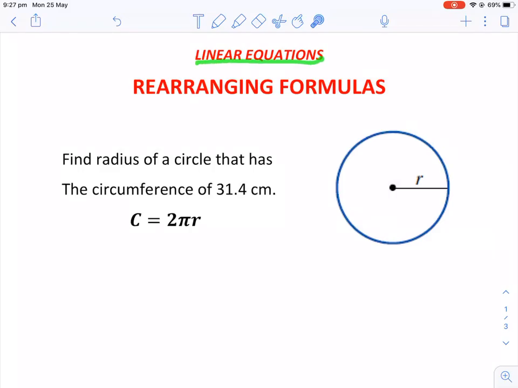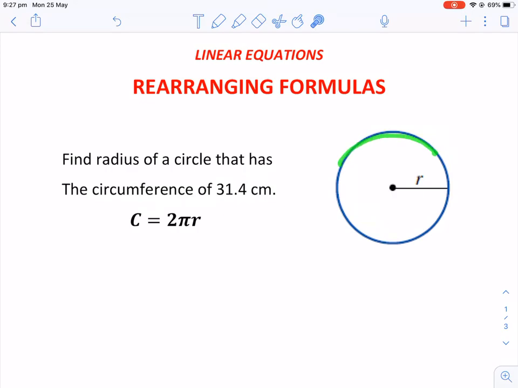With linear equations, rearranging formulas is one of the important skills that we have to learn in order to find the value of polynomials in the linear equations. Let's check it out. How can we rearrange the formula with this super simple example? Find the radius of a circle that has a circumference of 31.4 centimeters.